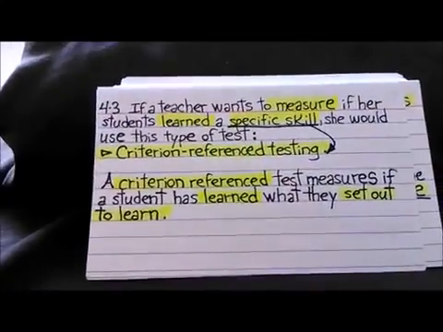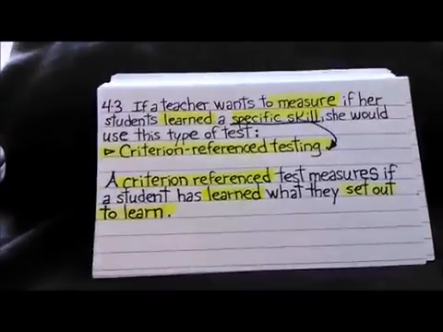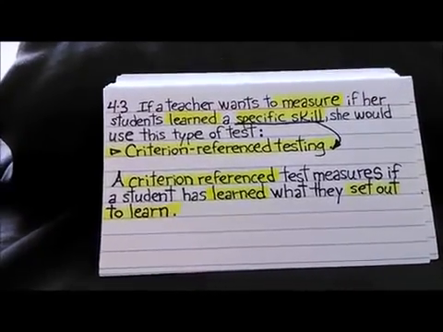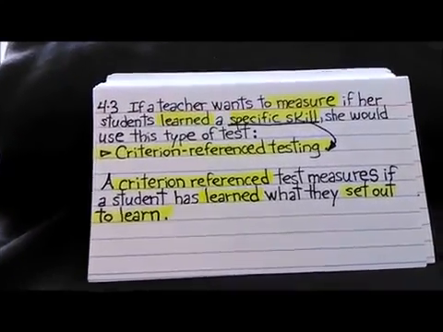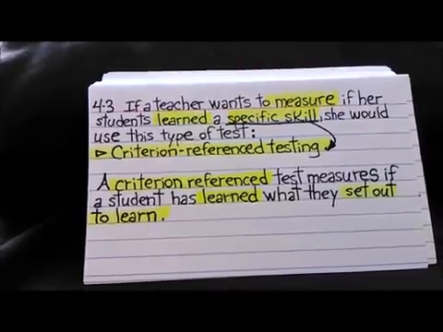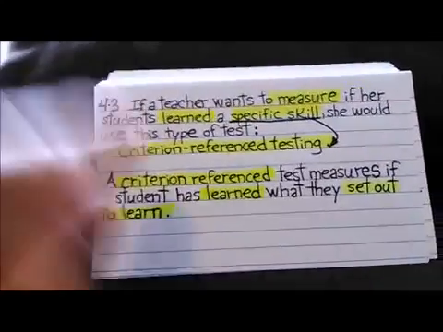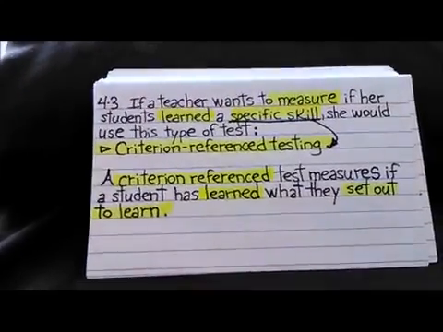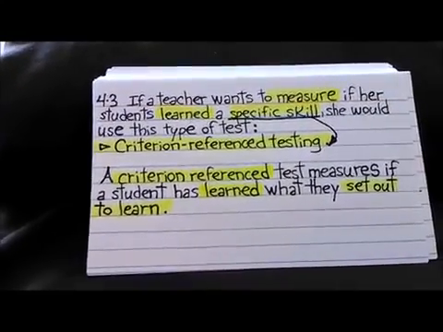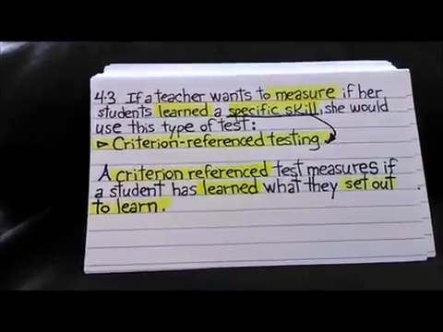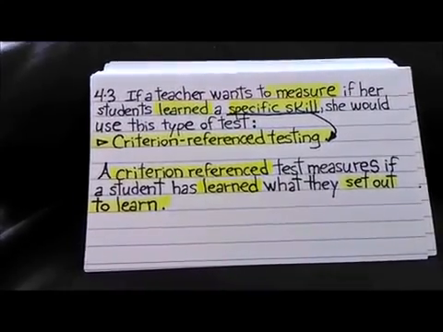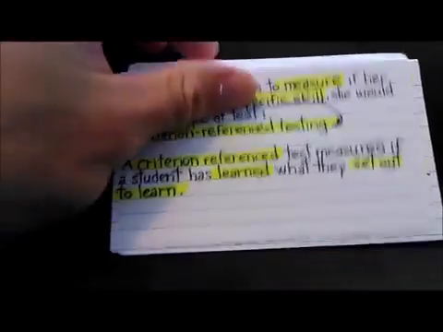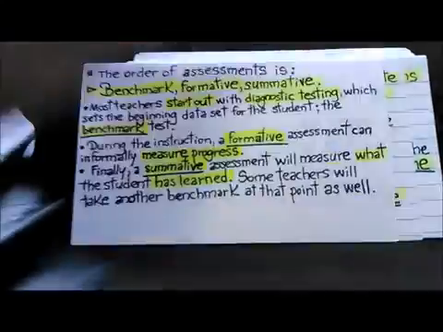If a teacher wants to measure if her students learned a specific skill, she would use this type of test: criterion reference testing, because criterion goes to a specific skill. A criterion reference test measures if a student has learned what they set out to learn. It goes to specific, okay?